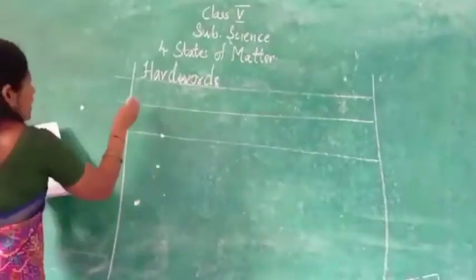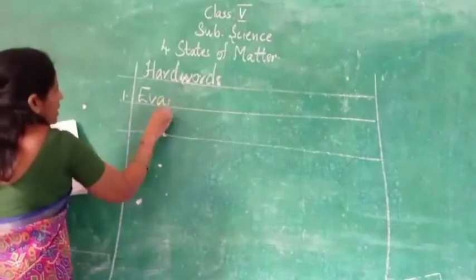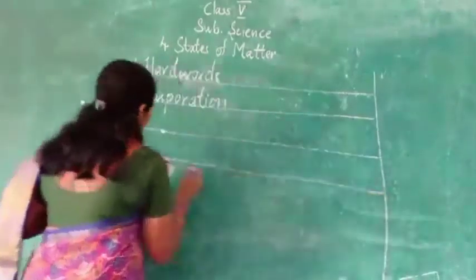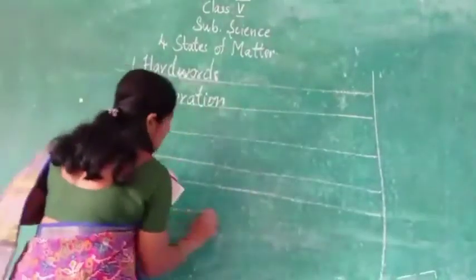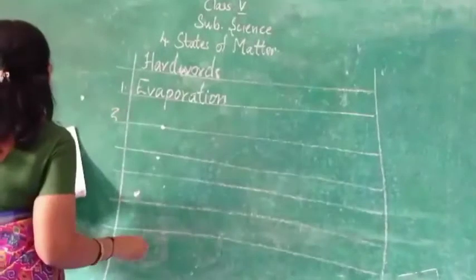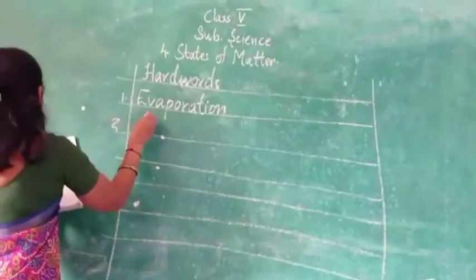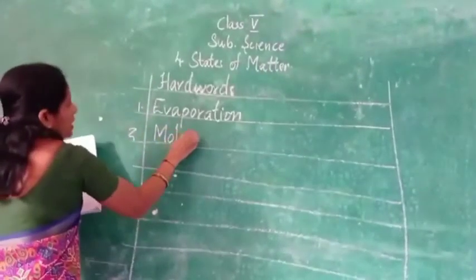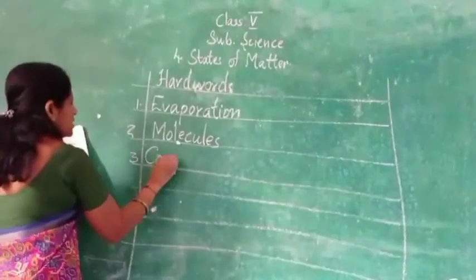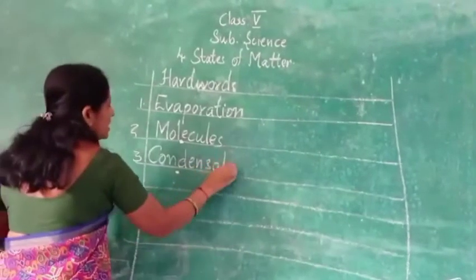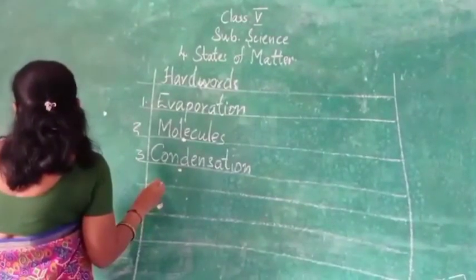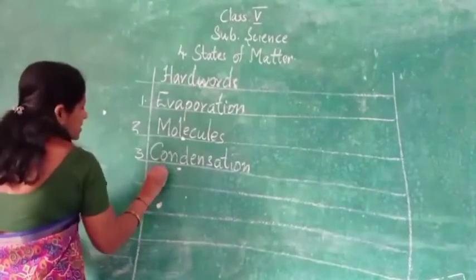Okay. Evaporation. Molecules. Third one, condensation. Next, droplets.